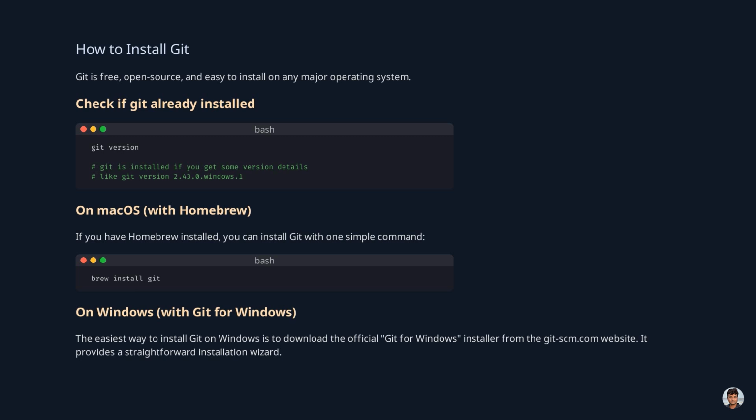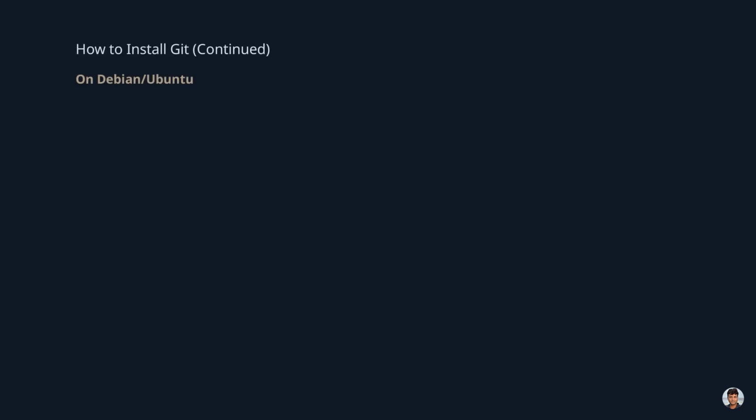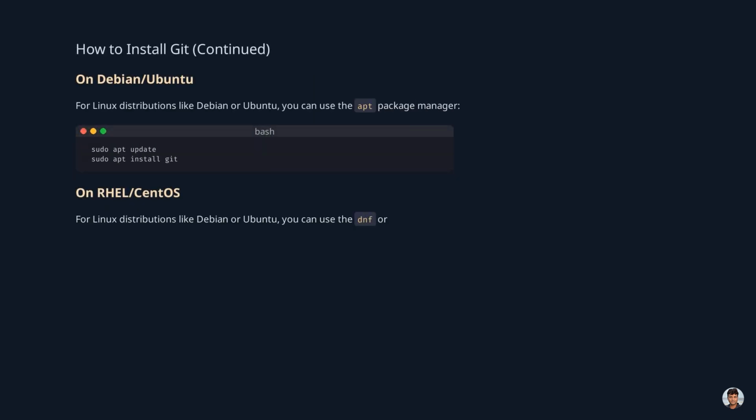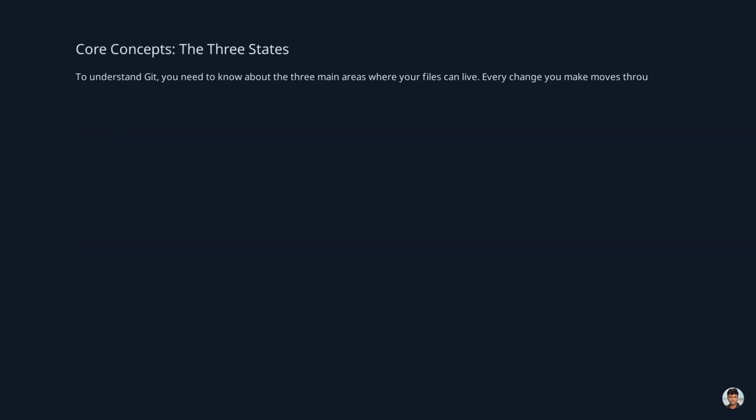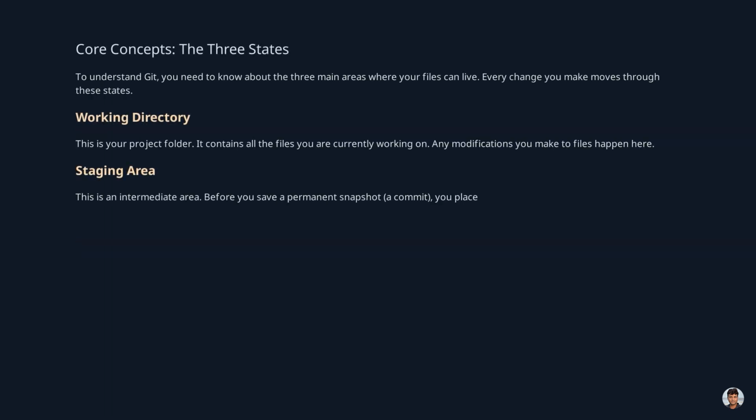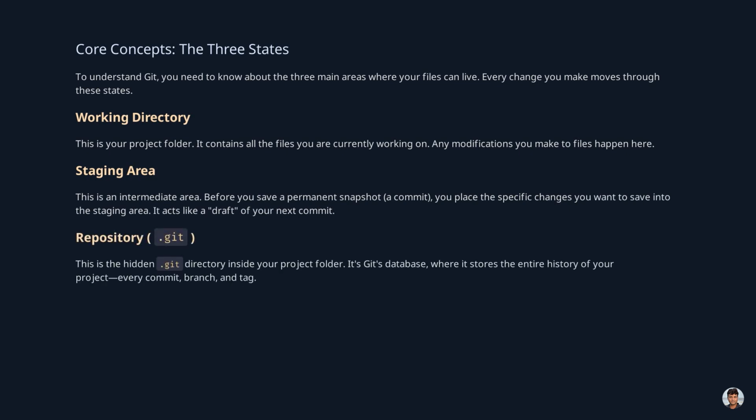For Linux users on a Debian-based system like Ubuntu, the process is also straightforward. First, you run sudo apt update to refresh your package lists. Then, you run sudo apt install git. For Red Hat or CentOS, try the yum or dnf package manager based on the OS version. Now that we have Git installed, let's explore its most fundamental concepts, starting with the three states.